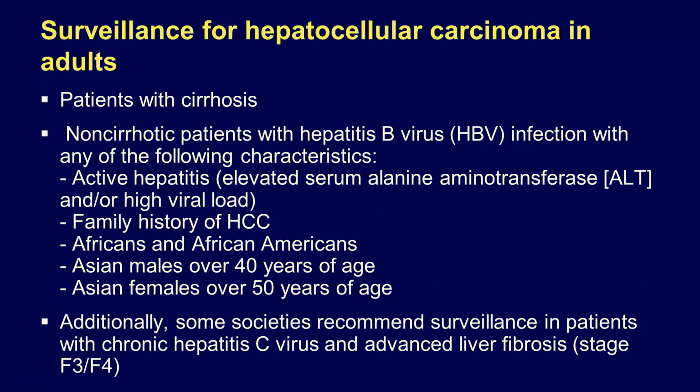So the whole theme of this morning is to not get to me, the medical oncologist, for advanced therapy because you've been prevented. So who should we look for and surveil and screen? Cirrhosis, non-cirrhotics with hepatitis B, and they may have any of the following characteristics. Active hepatitis, family history of HCC, which can occur, our African-American population, Asian males over 40, Asian females over 50 tend to be a little bit higher in the risk group. And some of our societies even recommend surveillance in patients with chronic hep C and advanced fibrosis.